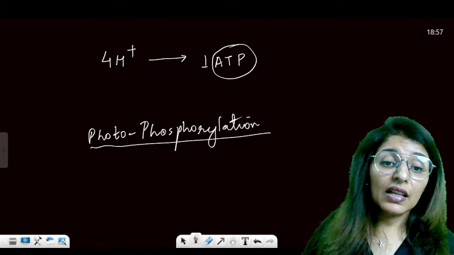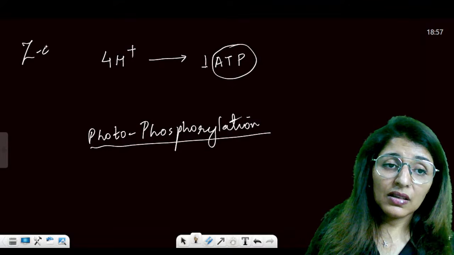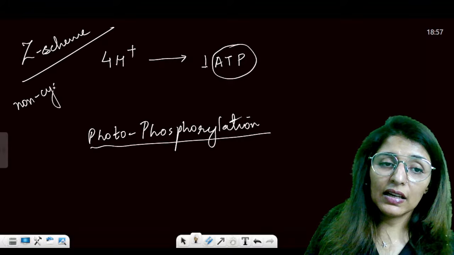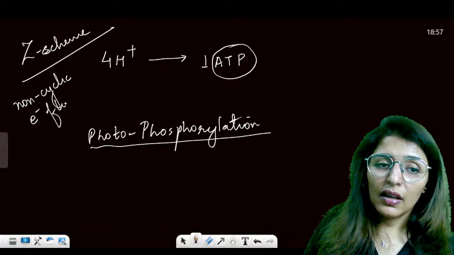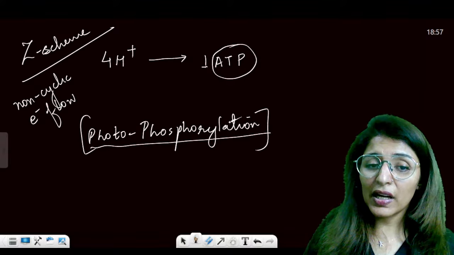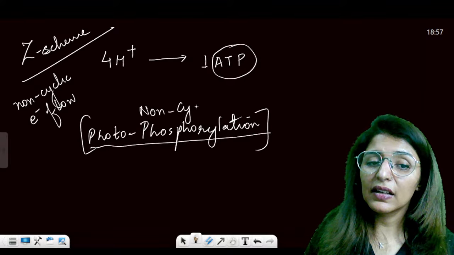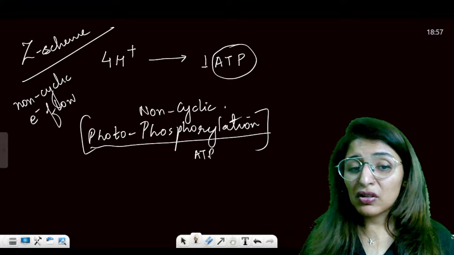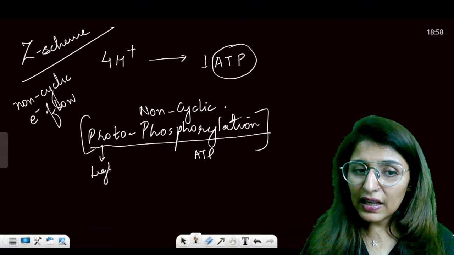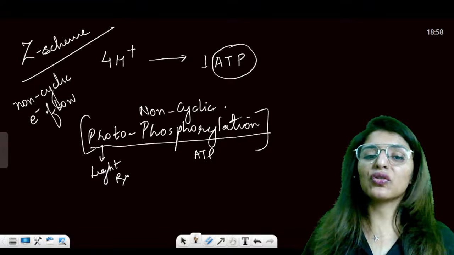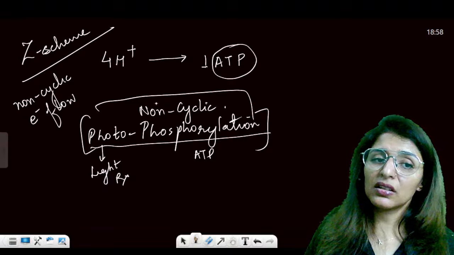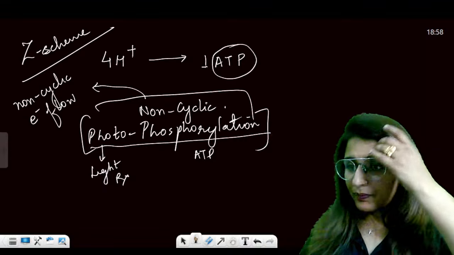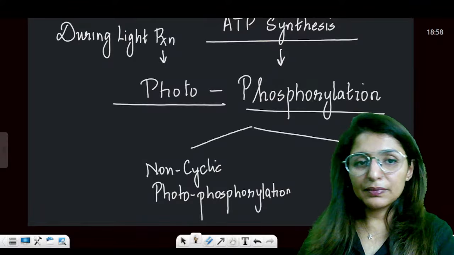So can we say that this Z scheme represents non-cyclic electron flow? So can we call such photophosphorylation non-cyclic photophosphorylation? Phosphorylation means ATP production. We call it photo because it occurs during the light reaction. We call it non-cyclic photophosphorylation because it occurs during the non-cyclic electron flow. Can we say all these things? Please tell me, have you understood the whole mechanism?